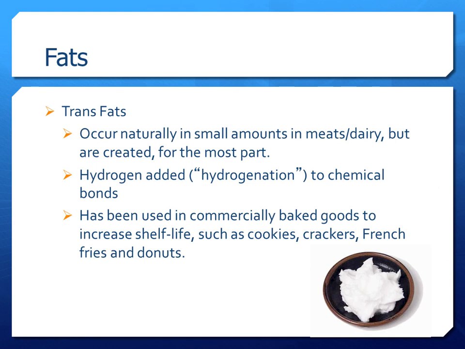As mentioned previously, trans fats exist naturally in very small amounts in some meats and dairy-based foods. A process called hydrogenation, however, where hydrogen is added to their chemical bonds, more commonly creates them. This method allows food manufacturers to stabilize liquid-based fats so that they are easier to work with and more palatable. Hydrogenation of unsaturated fats also allows manufacturers to increase the shelf life of commercially baked goods, such as cookies, crackers, French fries, and donuts.